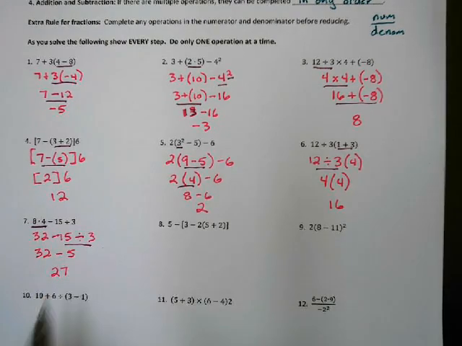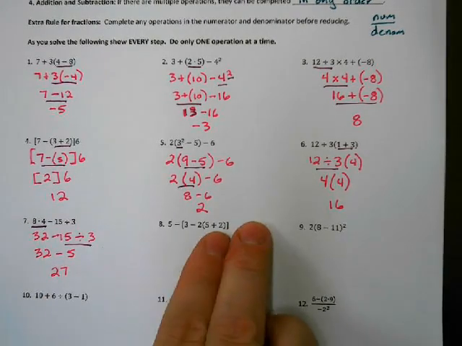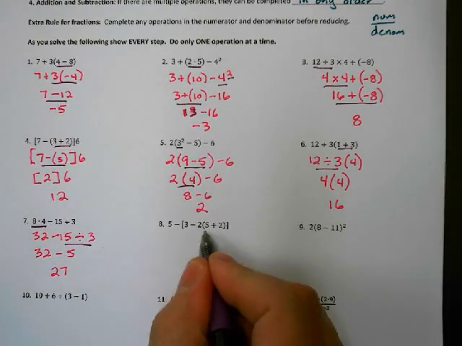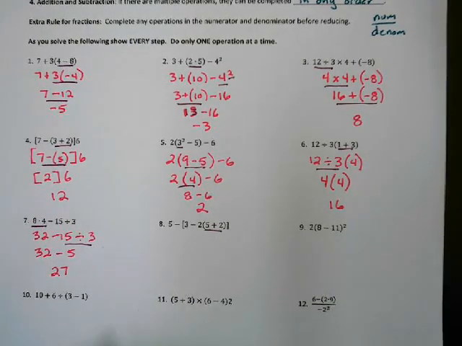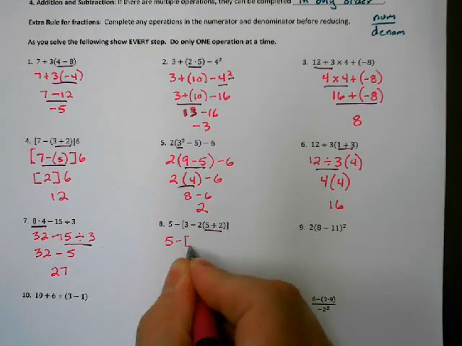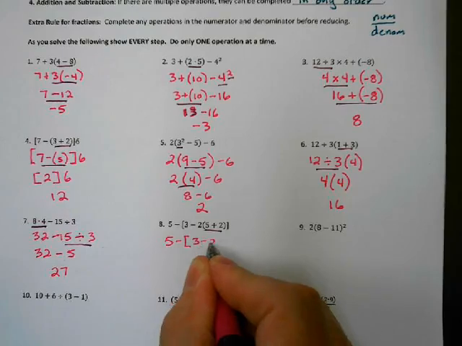Next, I've got brackets and parentheses. Remember, we worked from the inside, so my first step is going to do 5 plus 2 right there. So I've got 5 minus bracket 3 minus 2, and that parenthesis becomes 7.